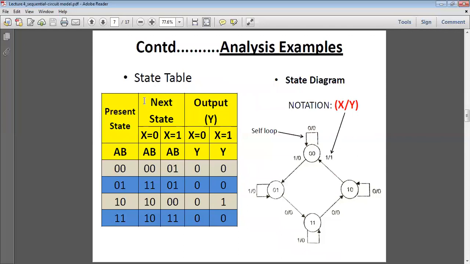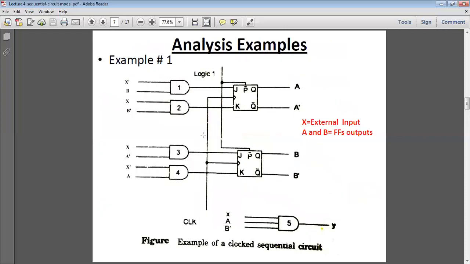So what is the state table? It depends on the present state A and B of the flip-flops, and what will be the next state depends on the present state and the external input, whether X is 0 or X is 1. Here there is only one external input, so X may be 0 or X may be 1. Based on that, we can find out the next state as well as the output, based on the circuit design here.